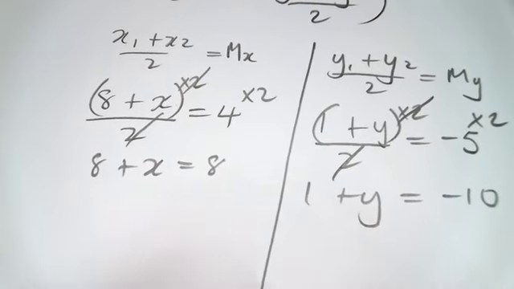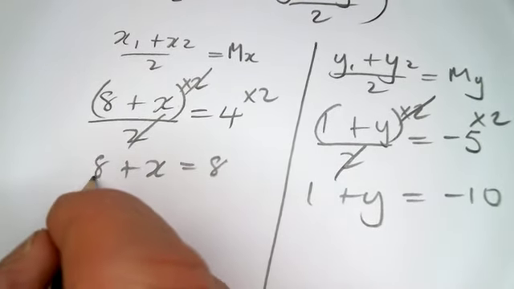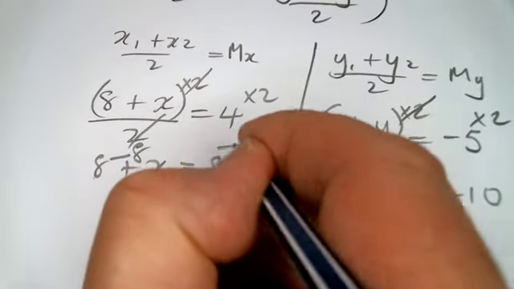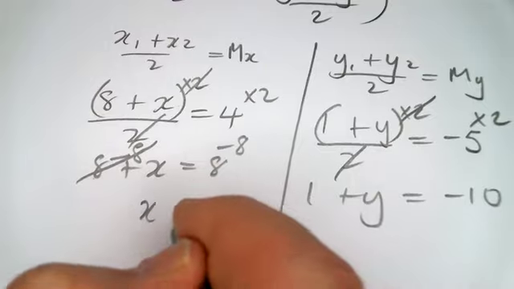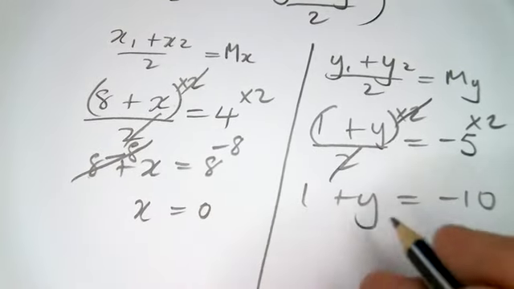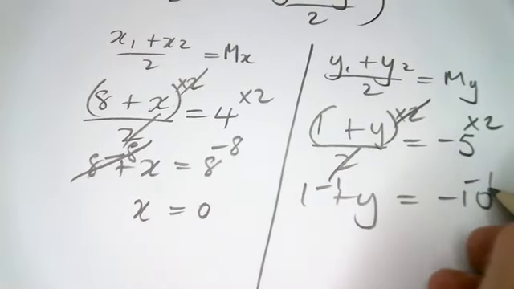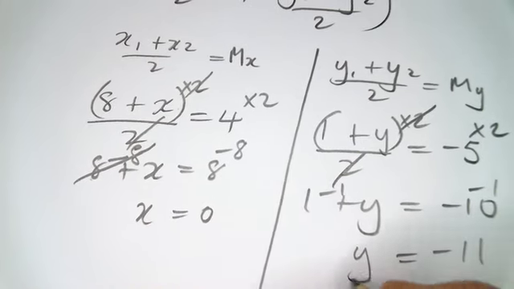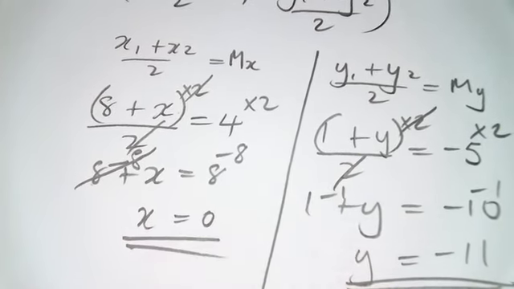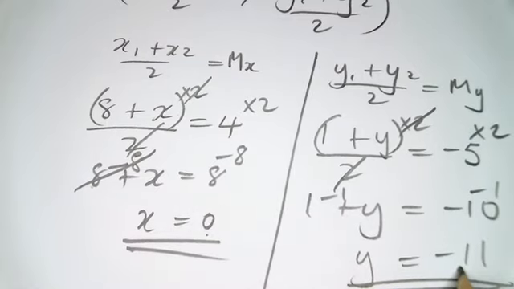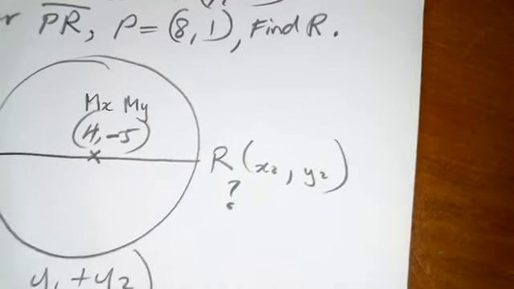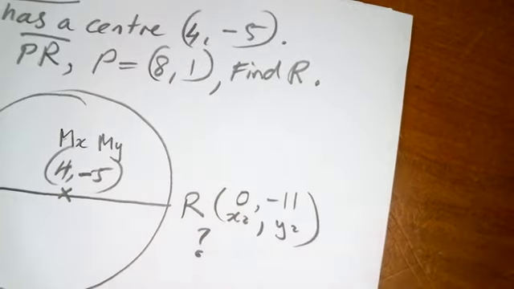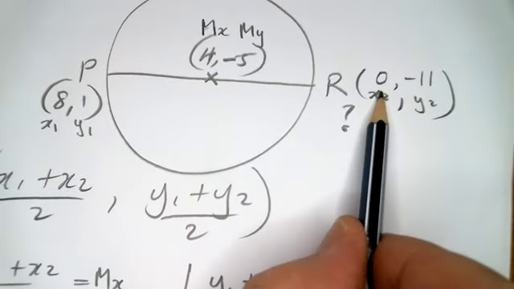All right, what do we got here? Well, we've got 8, and we've got an 8. Let's subtract 8 from both sides. So we're going to have x is equal to 0. And on this side, we're going to subtract 1 from both sides. So y is equal to -11. So my coordinates are going to be (0, -11). Let's write that in. It's going to be (0, -11). And that's the coordinates of R.